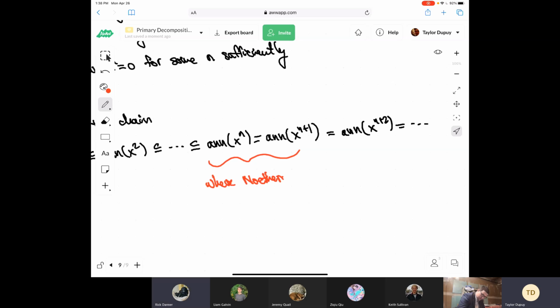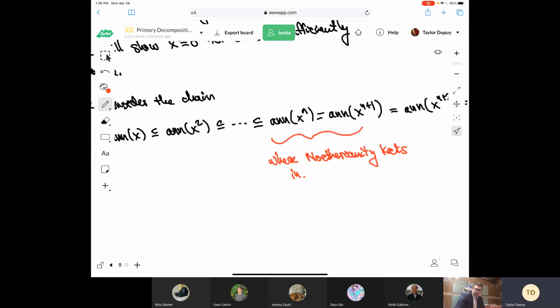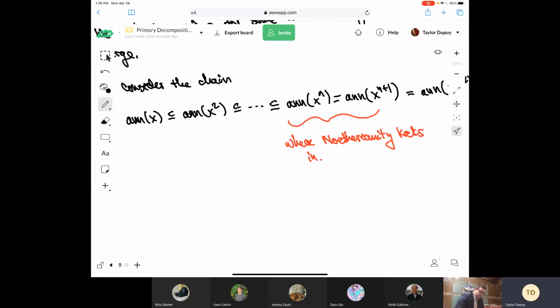We proved those were ideals a while back. It's not hard to show that they're ideals. If something kills it, then a multiple of it is going to kill it. And if two things kill it, then if you add them together, they're both going to kill it as well. So that's all there is to it.